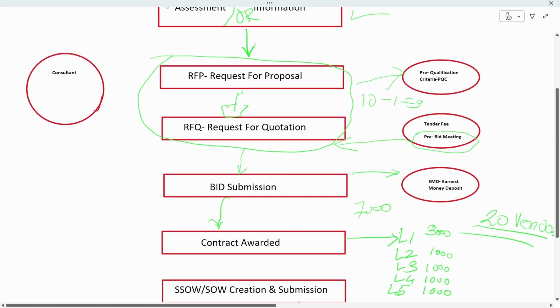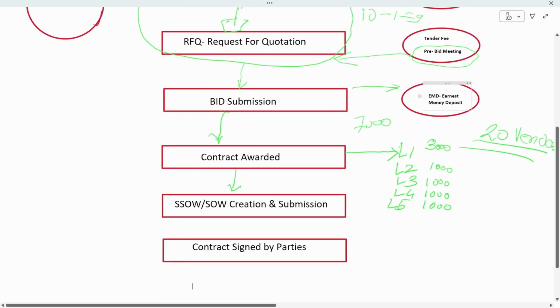Once the contract is awarded, then the SOW, the statement of work, will be created and submitted. Once that is submitted, it has to be signed by both the parties. And once it is signed by both the parties, there will be a delivery of the hardware here, that is clocks.